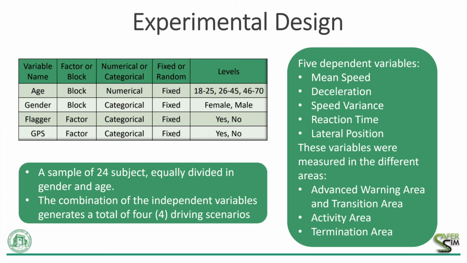Now we have 24 subjects, and the dependent variables: the mean speed, deceleration, speed variance, the reaction time, lateral position, the usual dependent variables. All those variables were measured for the different sections of the work zone.